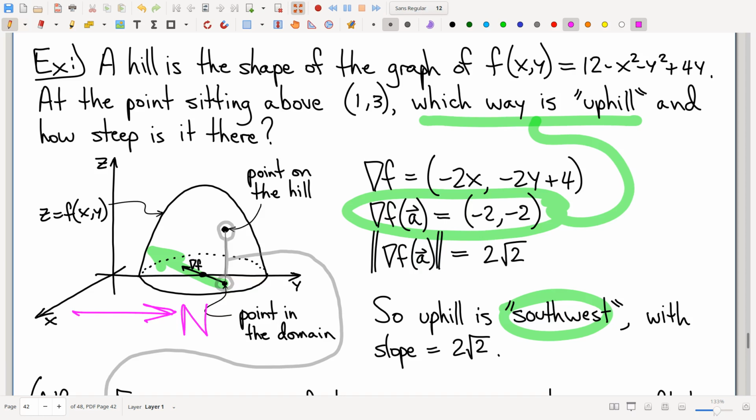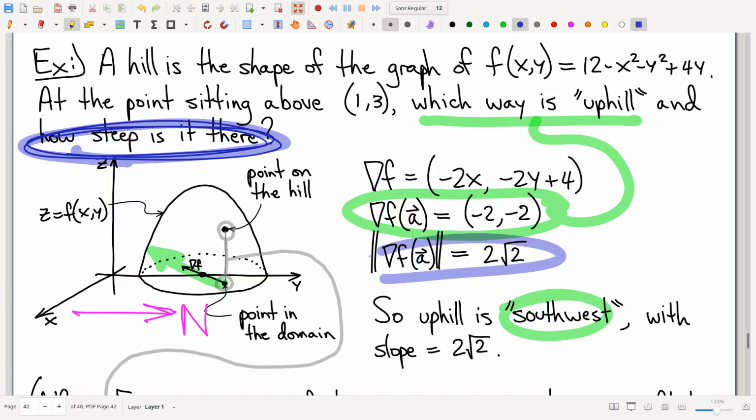Okay, now next question. How steep is it there? How steep it is, of course, is just what is the value of the directional derivative in that direction. And the value of the directional derivative is the magnitude of the gradient, which is just a little under 3, which means this is a very steep hill at that point, right? The slope is almost 3. It'd be something like this. That's pretty steep. Everybody all right?